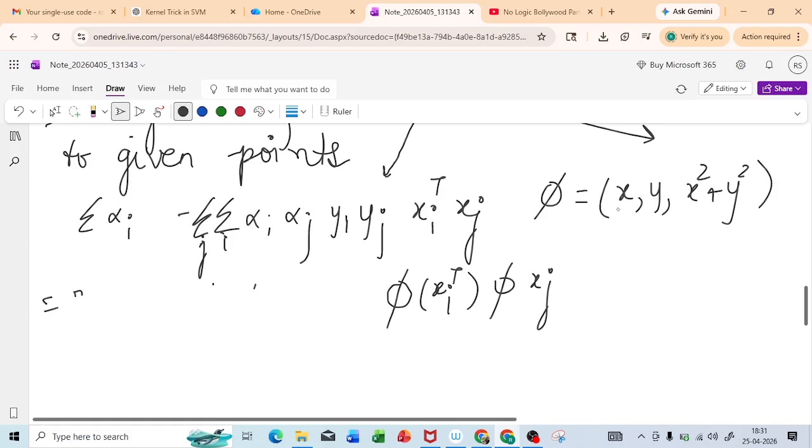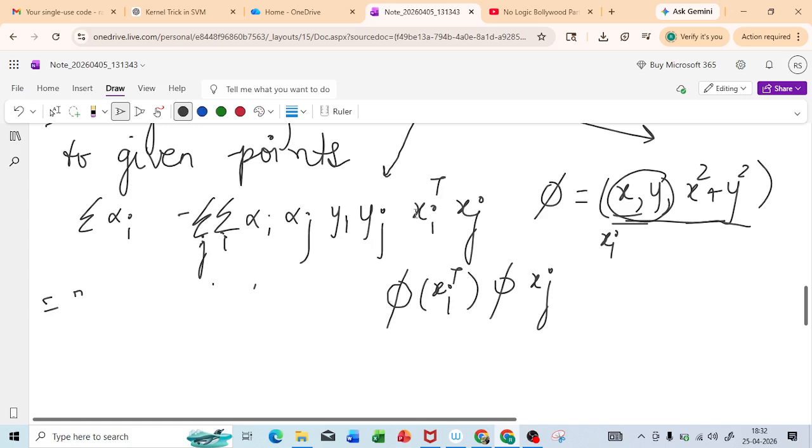Initially our point xi just represented these two, x and y, only these two dimensions. But now we are saying that we would also put a third dimension over here, and therefore it becomes x square plus y square. To separate the confusion between x y and x, y, x square plus y square, we represent it by a different entity called phi of xi and phi of xj. But the idea is quite clear, right?